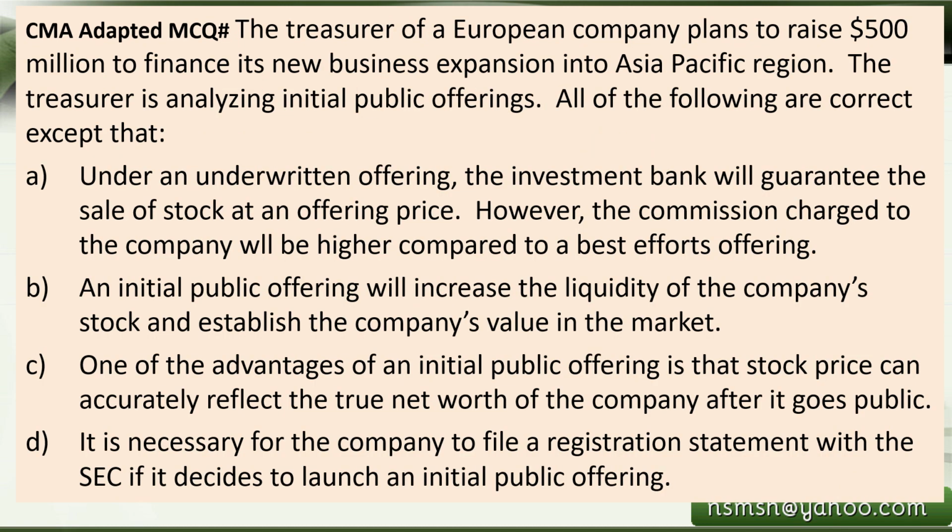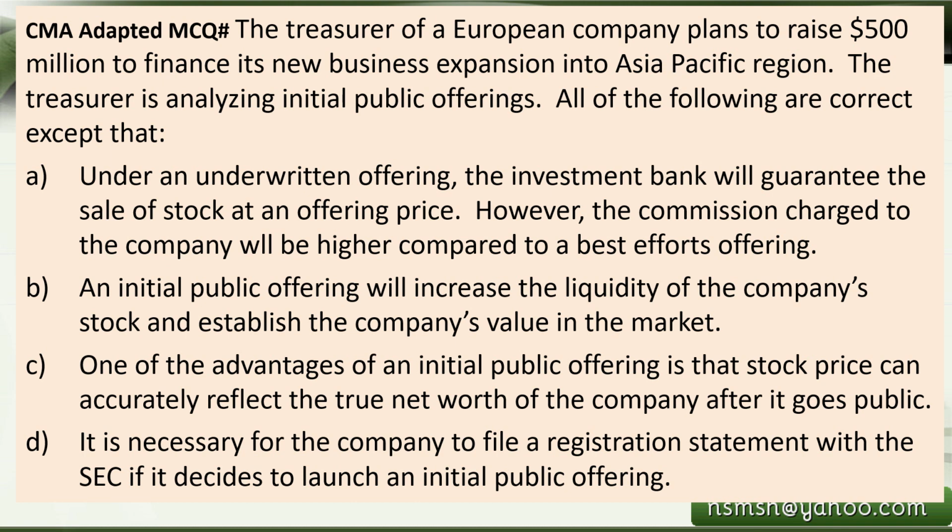The next question: the treasurer of a European company plans to raise $500 million to finance its new business expansion into the Asia Pacific region. The treasurer is analyzing initial public offerings. While analyzing, he comes to the conclusion that, except one of the following choices, all others are correct. A: under an underwritten offering, the investment bank will guarantee the sale of stock at an offering price. However, the commission charged to the company will be higher compared to a best efforts offering.